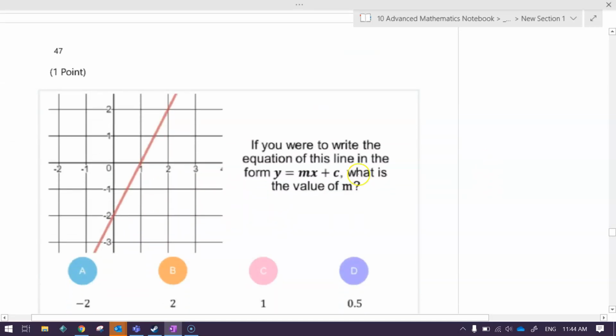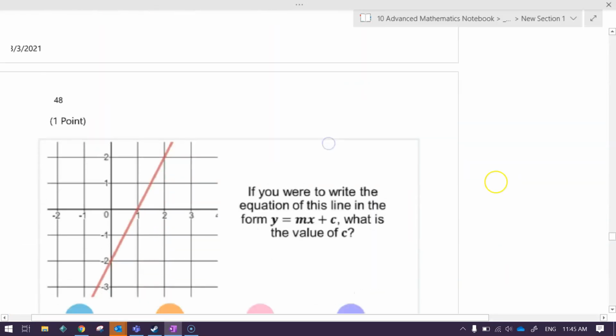If you were to write this equation in the form y equals mx plus c, what is the value of m? M is my gradient. Find 2 points that are on lattice points. Points that go through exact coordinates make it easier. How do I get from one point to the other? I rise by 2, and I move to the right by 1. So my gradient is 2 over 1, rise over run, which is of course just 2. Answer B.